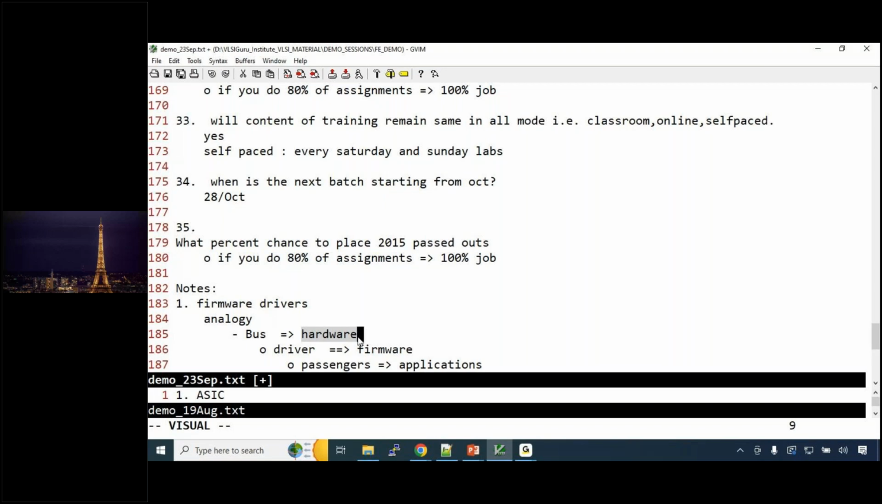You want the vehicle to stop. You don't go and stop it. What do you tell? You give instructions to the driver that please stop the bus. So he will apply the brake and stop it.